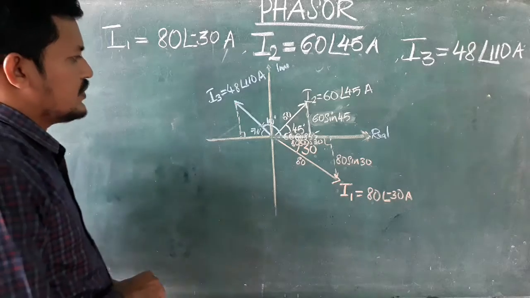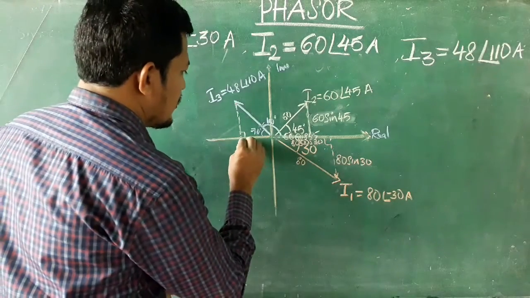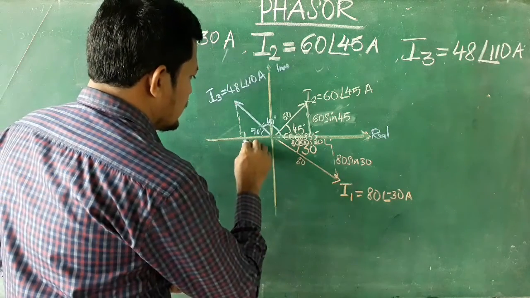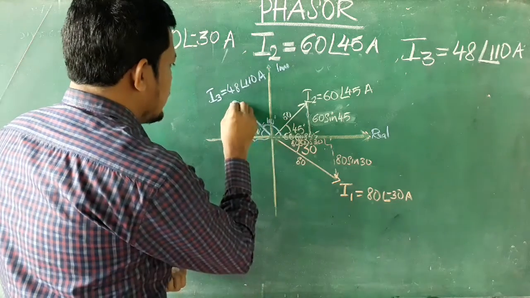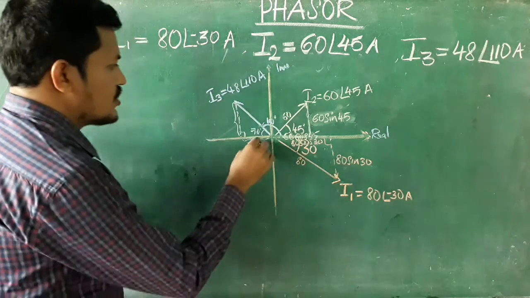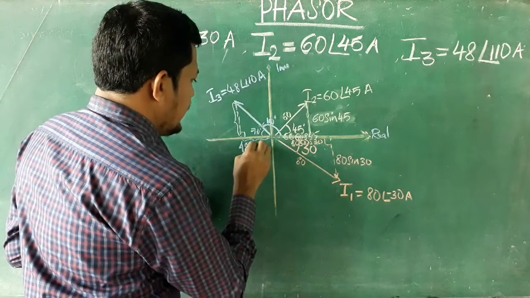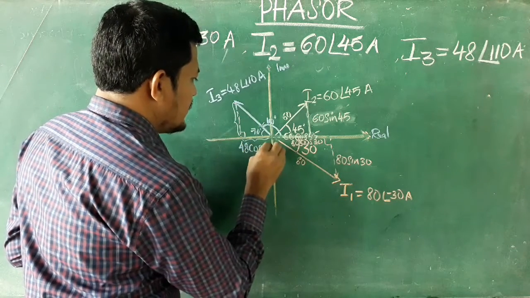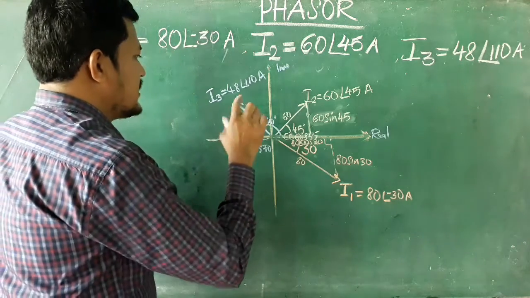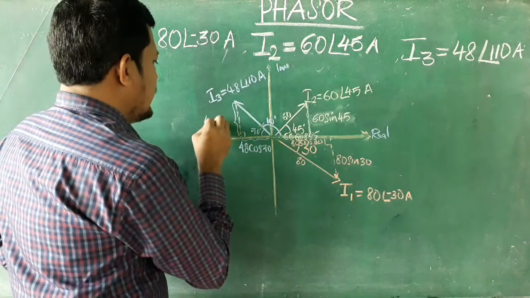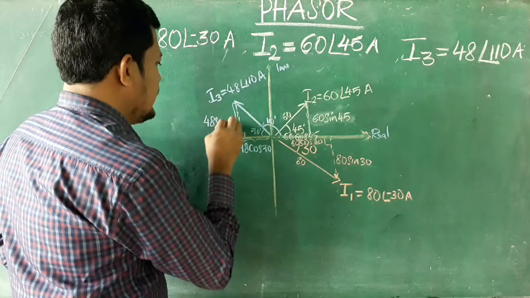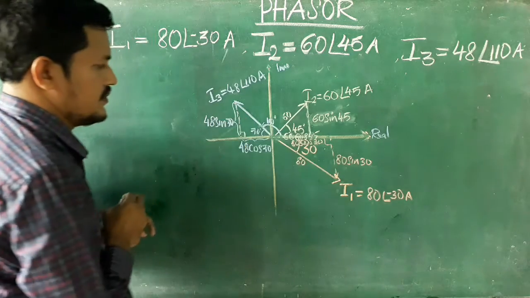So next we are going to find out its cos component. Its cos component comes here, its sine component comes here. So the cos component magnitude is 48 cos 70. Again its sine component is 48 sine 70.